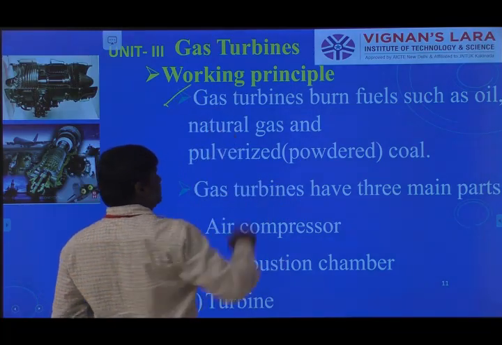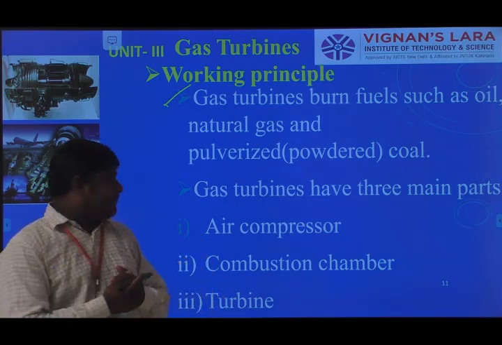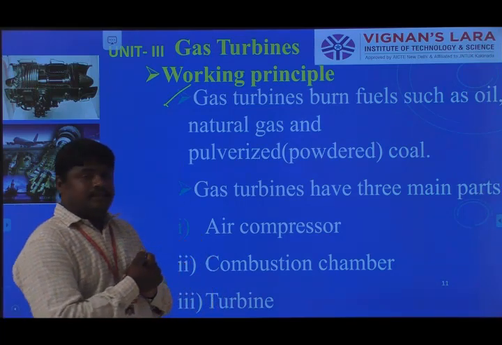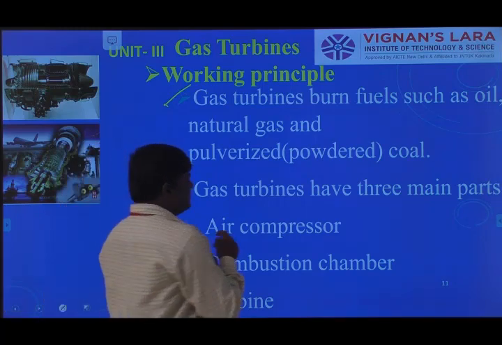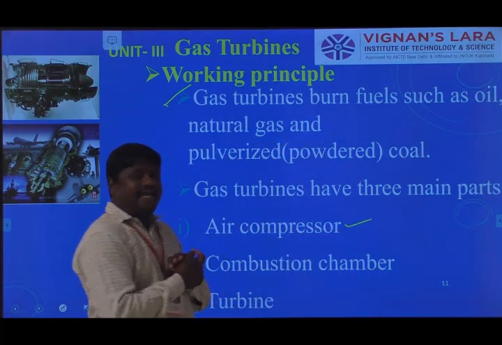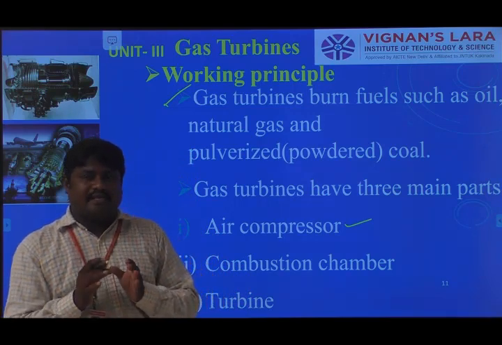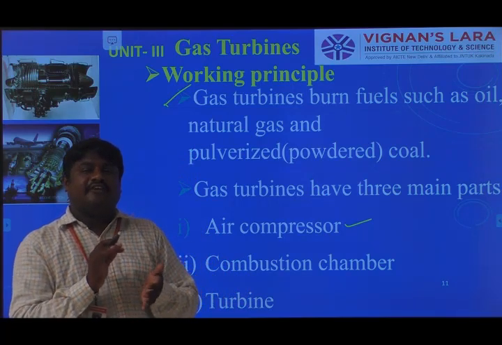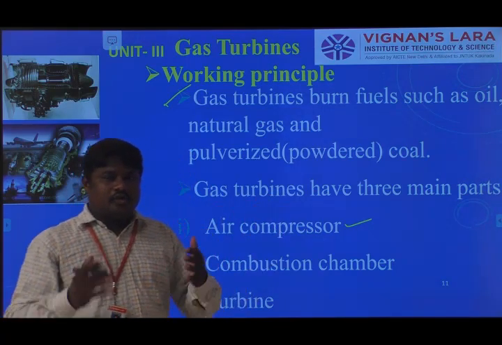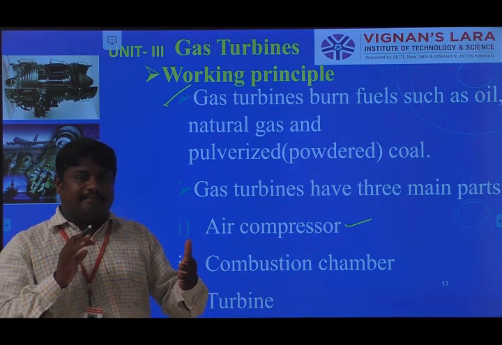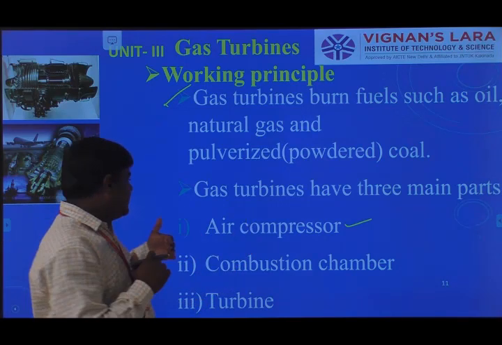The gas turbine has three main parts: the first is the air compressor, the second is the combustion chamber, and the third is the turbine. First, what is meant by an air compressor? It is nothing but a compressor, which compresses fluids. Here we take gases, that is the air, and the main function of the air compressor is to compress the air.